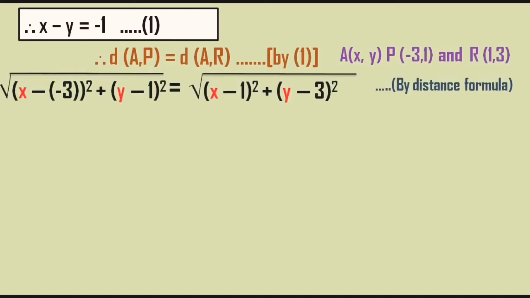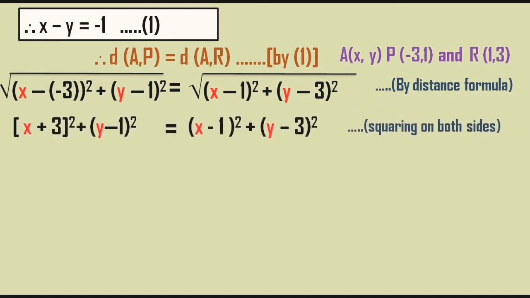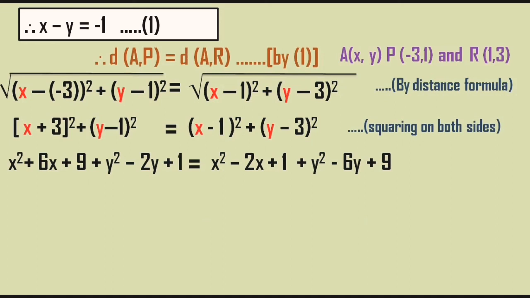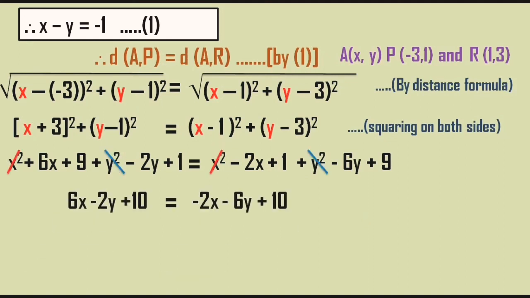In a similar fashion, we will find the distances AP and AR, and we will end up with the second equation. Substitute the values, square on both sides so that the root will be removed, and now open the brackets by utilizing the expansion formulas, that is (a + b) whole square and (a - b) whole square. Strike out all the like terms. You are left with 6x minus 2y plus 10 and minus 2x minus 6y equals plus 10. So 10 also can be removed, but over here, to explain to you numbers without letters on one side and with letters on the other side, I just kept it like that.